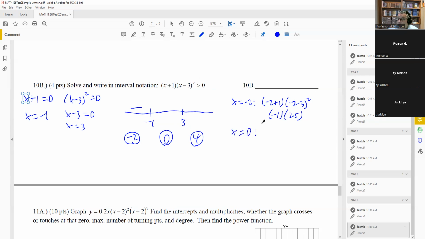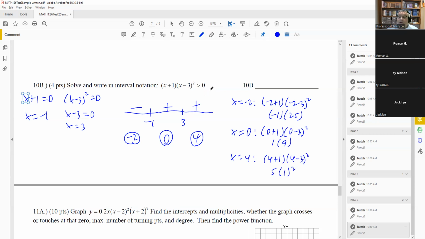And we have x equals 0: 0 plus 1, 0 minus 3 squared. We get a 1 times a 9. That's positive, so we'll put a plus in there. Then we have x equal to 4: 4 plus 1, 4 minus 3 squared. This is a 5 times a 1 squared. That's all positive, so we get a plus. So this is going to be our sign configuration: negative, positive, positive.